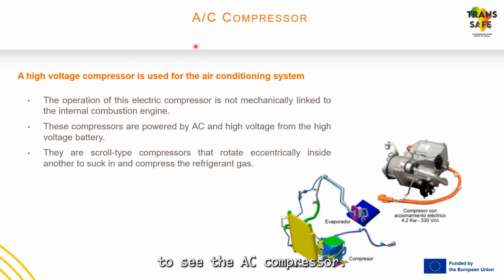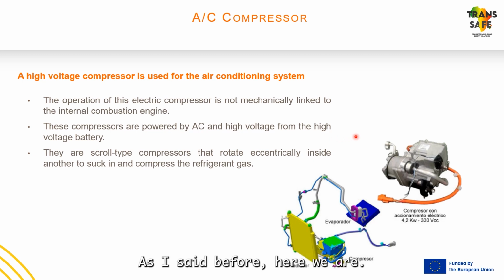Then we are gonna see the AC compressor. The compressor, as you know, is a high voltage compressor used for the air conditioning system. The operation of this electric compressor is not mechanically linked to the internal combustion engine. This is gonna work by supplying electric energy in order to move the electrical motor that it has inside, and it's gonna move the compressor. These compressors are powered by AC and high voltage from the high voltage battery.